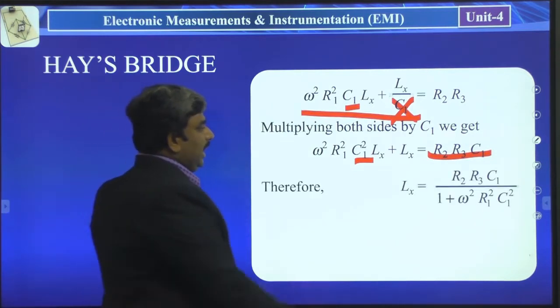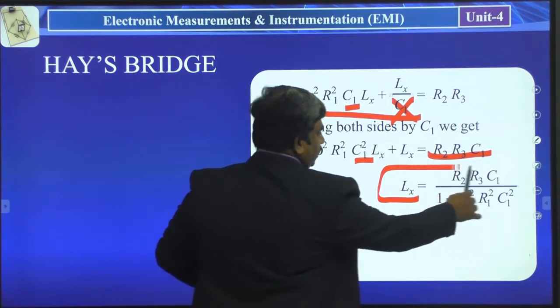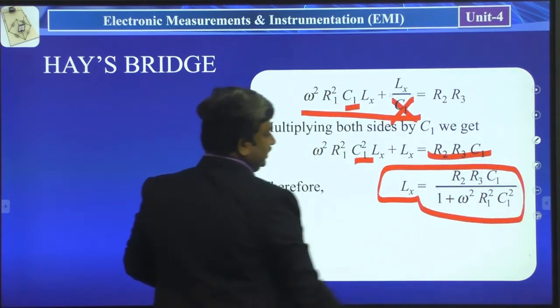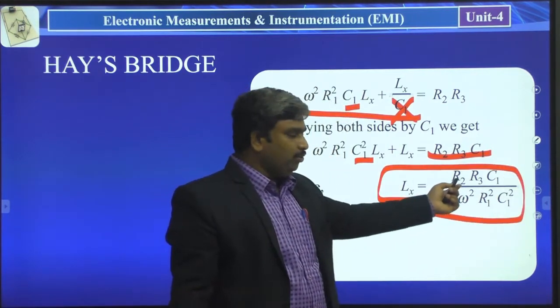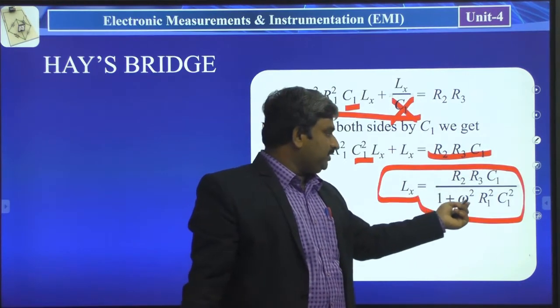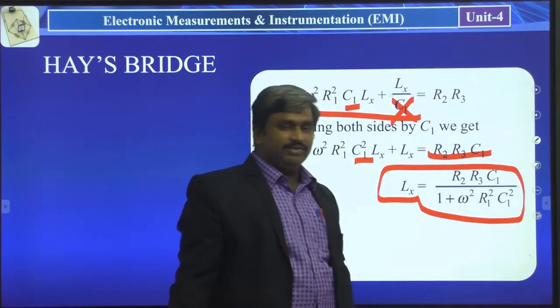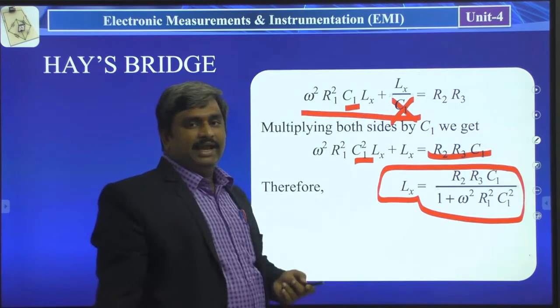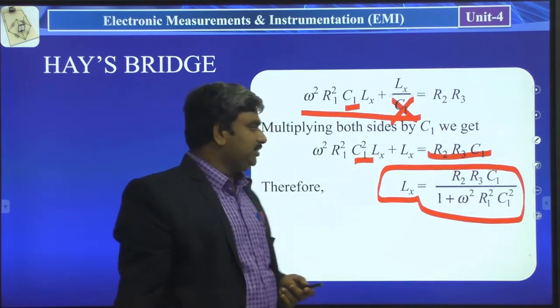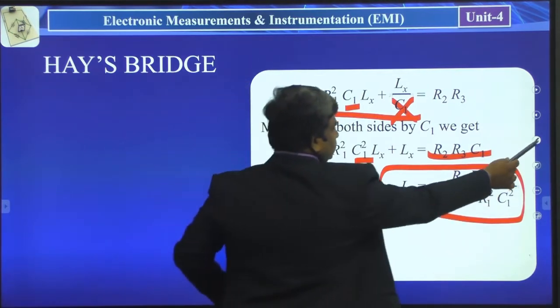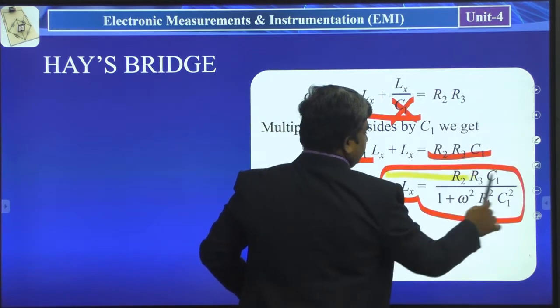So from this I am writing Lx. Lx is equal to R2 R3 C1 by 1 plus omega square R1 square C1 square. So this is the Lx value. This is very important, a very important expression.